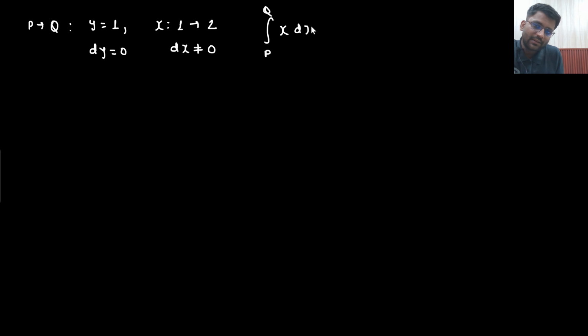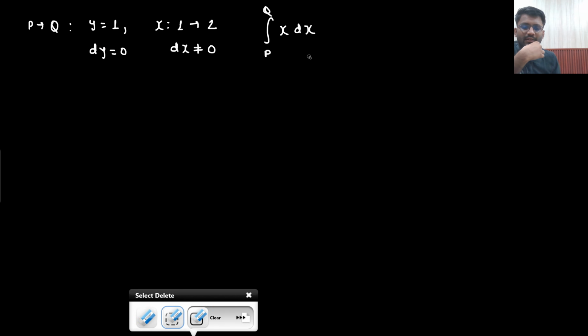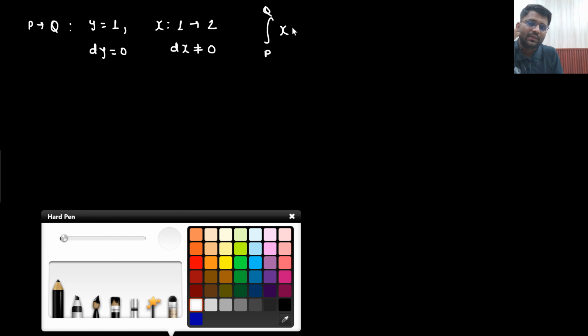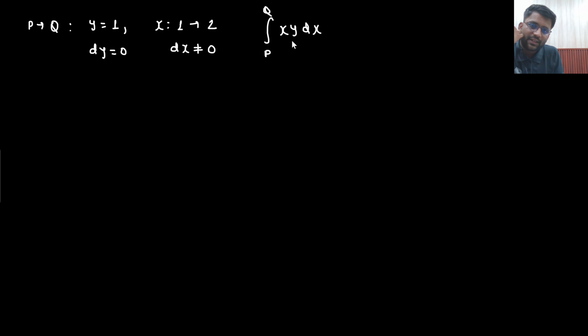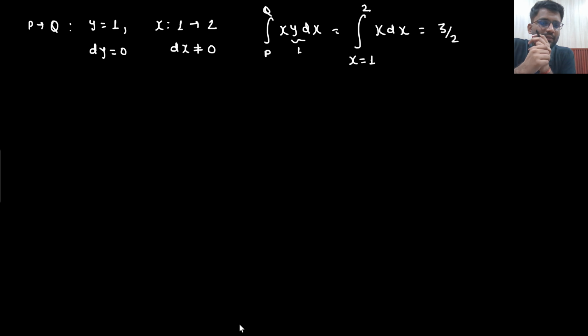Basically, it will become xy dx, because dy is gone. Now you know that y is fixed at 1, so it will become x dx, with x going from 1 to 2. So what will it be? x square by 2, from 1 to 2: 4 minus 1 divided by 2. The answer is 3 by 2. Understandable? Very simple.